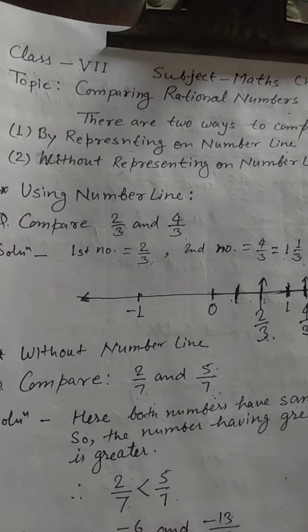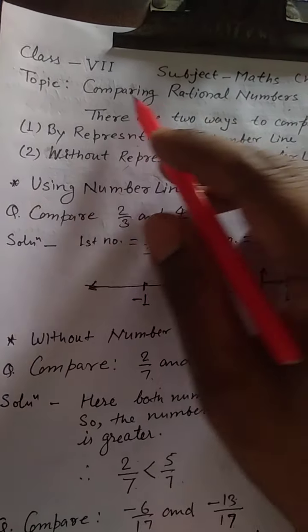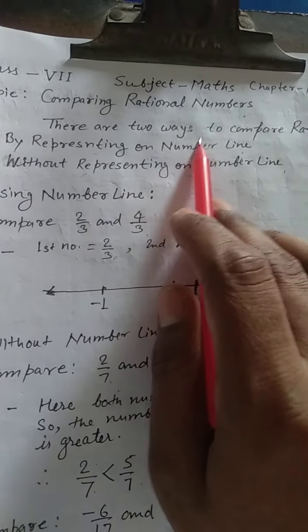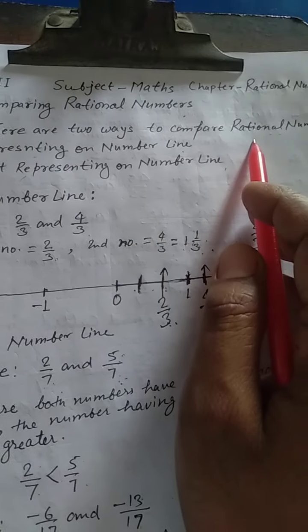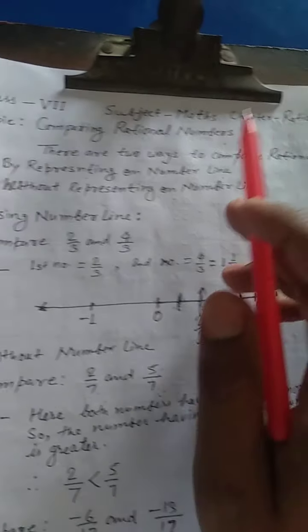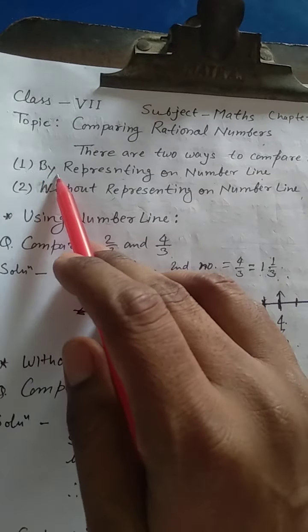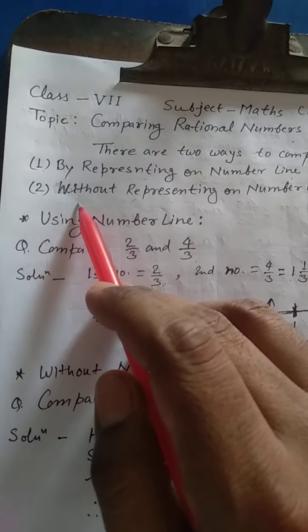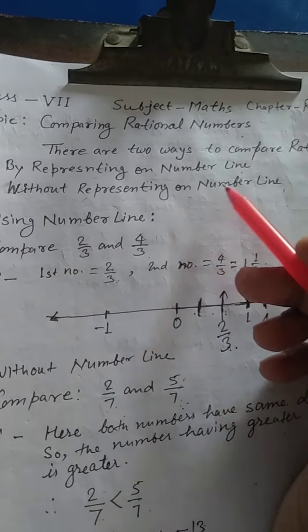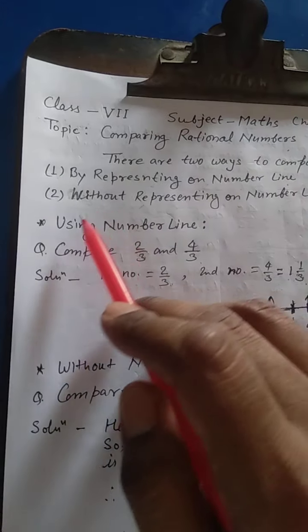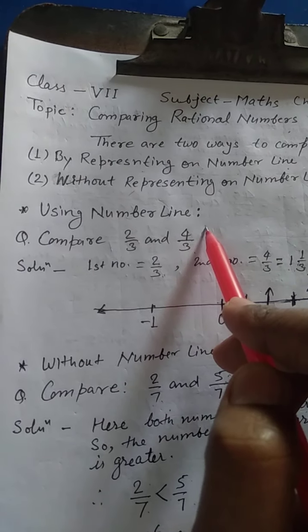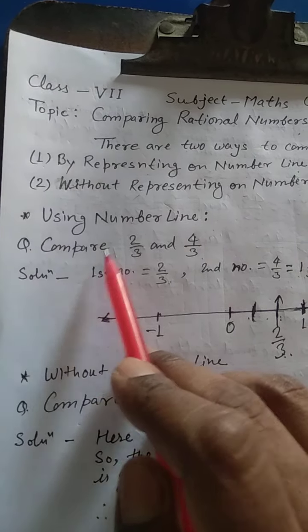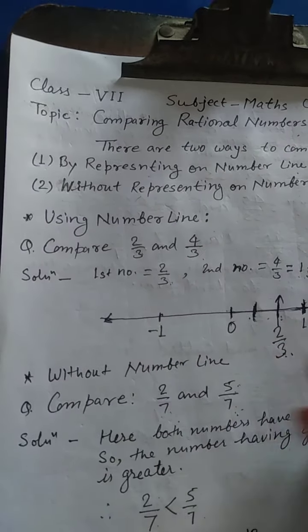Students, we are talking about comparing rational numbers, and there are two ways to compare them. The first is by representing on the number line, and the second is without representing on the number line. Using the number line, we are going to take an example: compare 2 by 3 and 4 by 3.